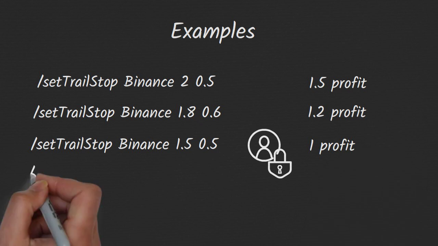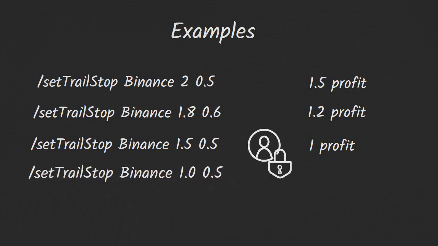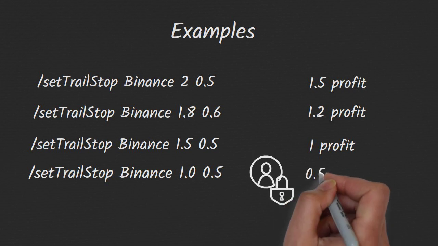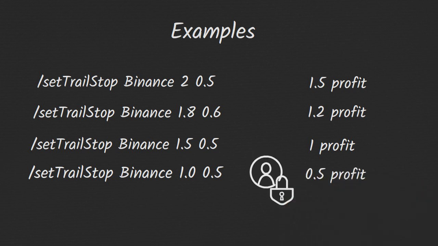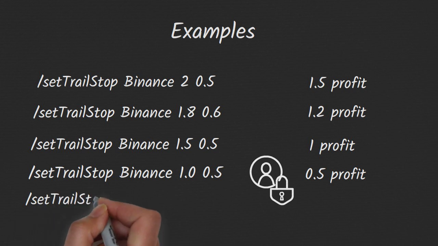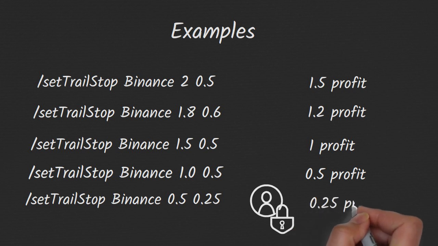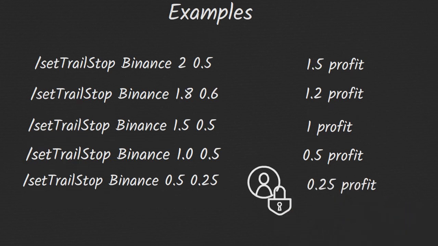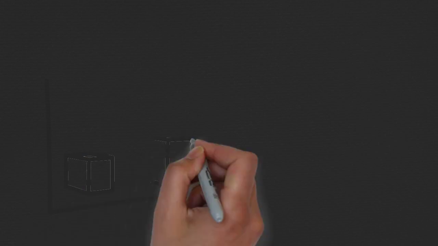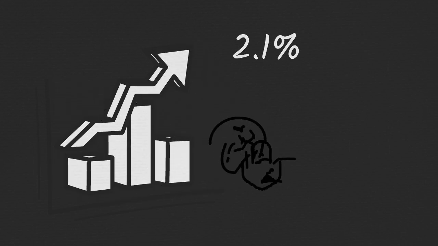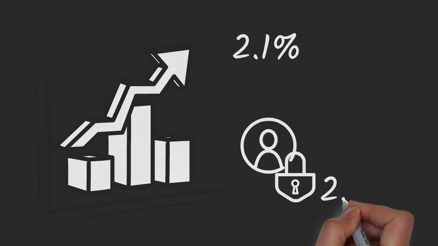4. Set trail stop Binance 1.0 0.5, if you want the bot to close at least 0.5% profit per trade or more. 5. Set trail stop Binance 0.5 0.25, if you want the bot to close at least 0.25% profit per trade or more. With this feature, when the market is bullish, you can earn more than 2.1%, unlike the bot's regular profit that closes only when 2.1% is reached.